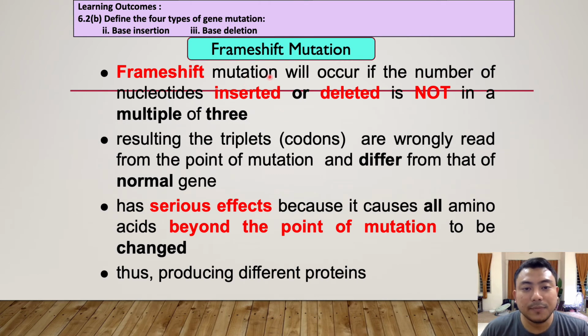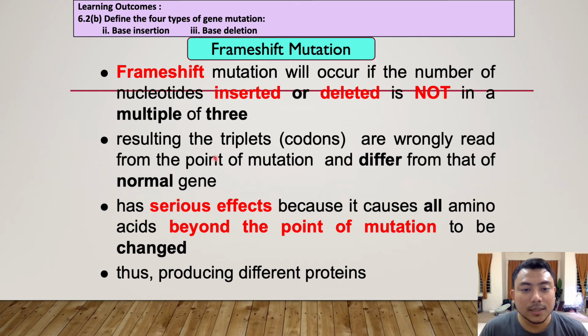Frame shift mutation will occur if the number of nucleotides inserted or deleted is not in multiple of 3. So kita baca codon tu secara triplets, bertiga-tiga. So kalau kita hanya tambah satu, shift yang belakang tu, frame of codon belakang tu semua akan terganggu. Sama juga kalau kita delete. Tapi let's say kalau tambah 3, which is rare, baru belakang tu tak berlaku frame shift mutation. Sebab codon tu still dibaca dengan bertiga-tiga.